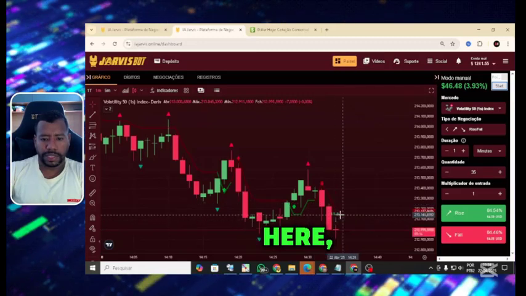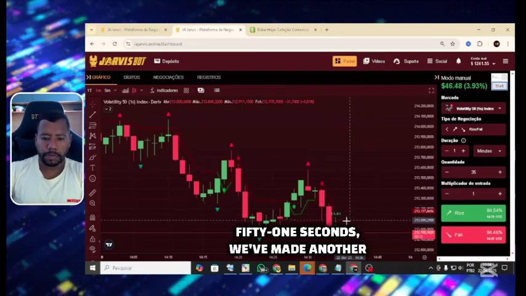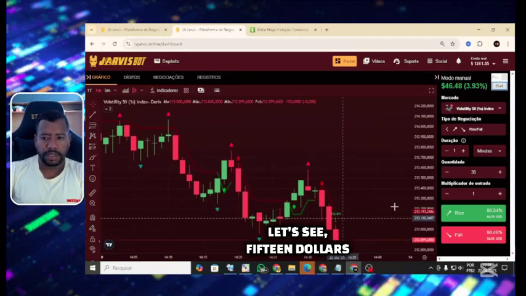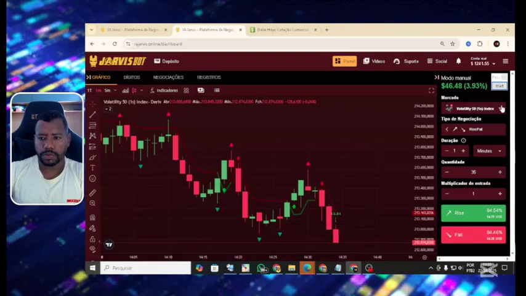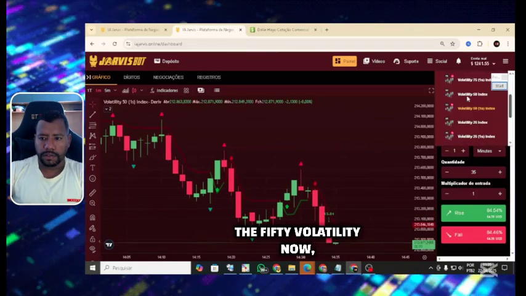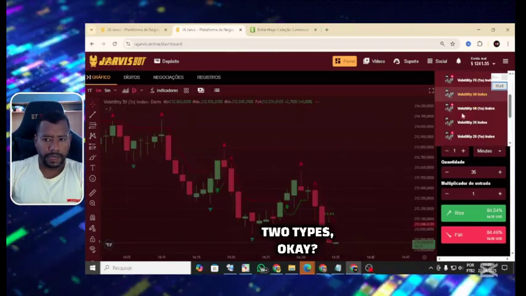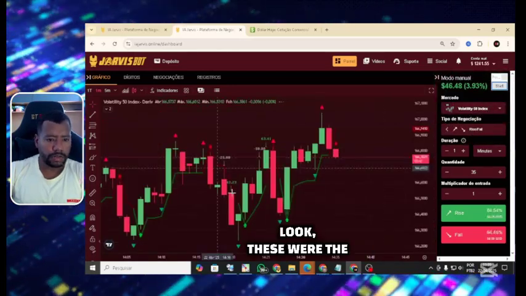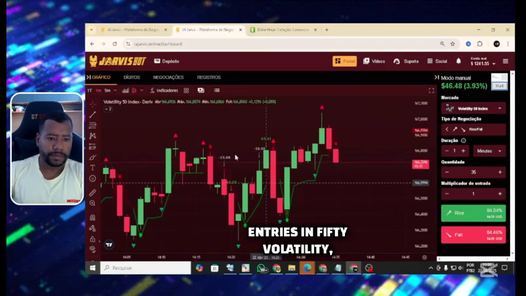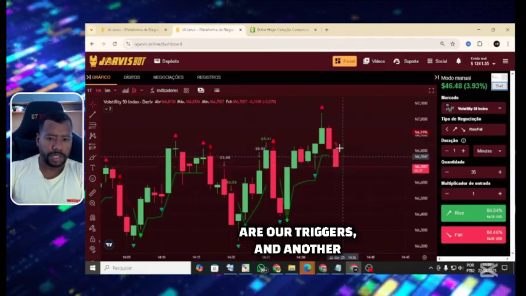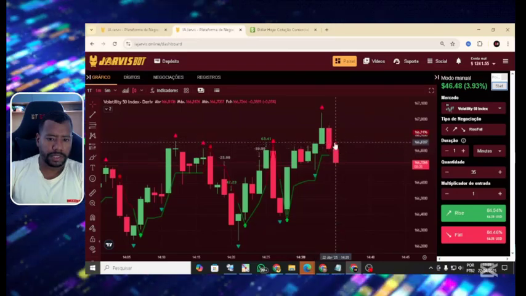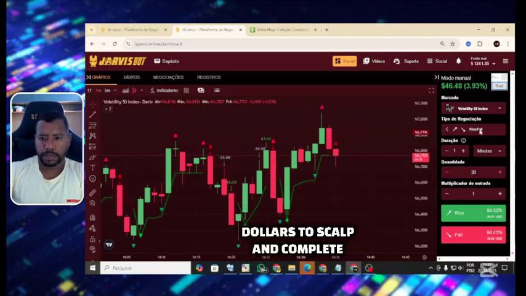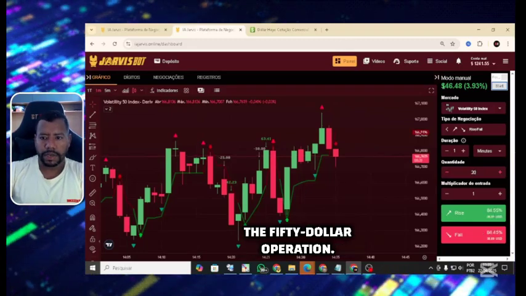In this volatility here, 51 seconds, we've made another $15. To wrap up, let's see $15 here in the 51-second volatility. I'm entering the 50 volatility now because each volatility has two types, okay? 51 second. These were the entries in 50 volatility. Here are our triggers and another sell pattern just appeared. Let's do this last trade. I'll raise the amount to $20 to scalp and complete the $50 operation.